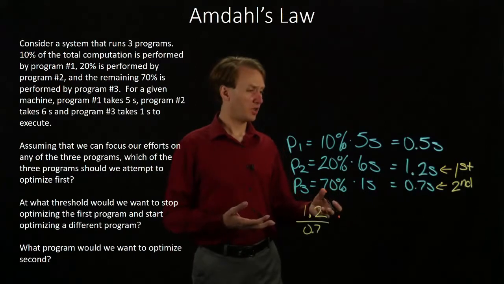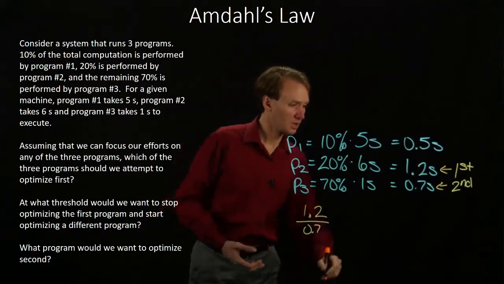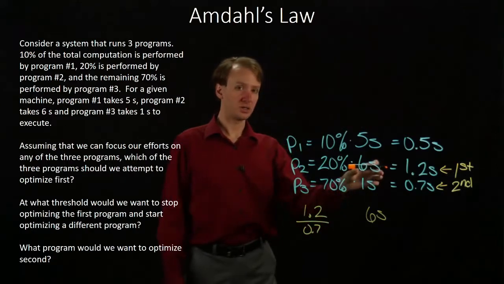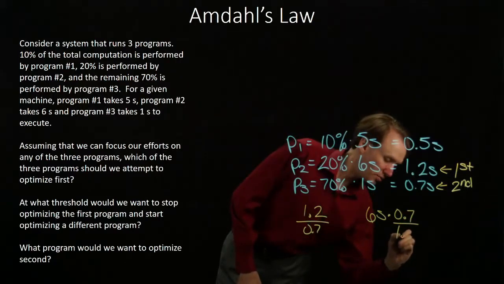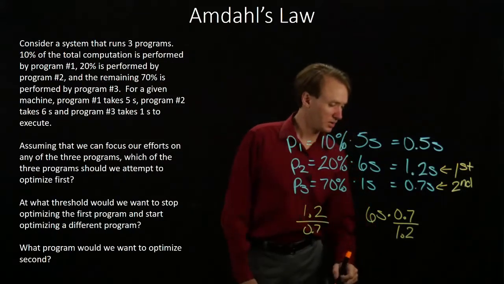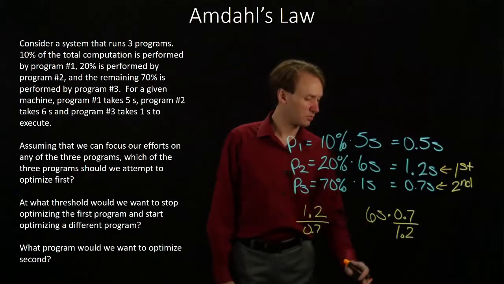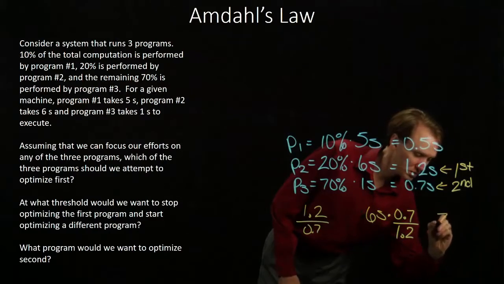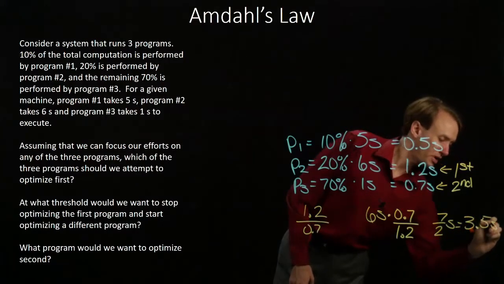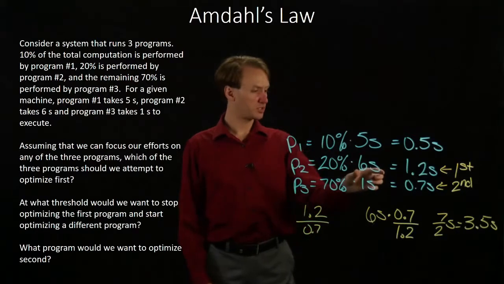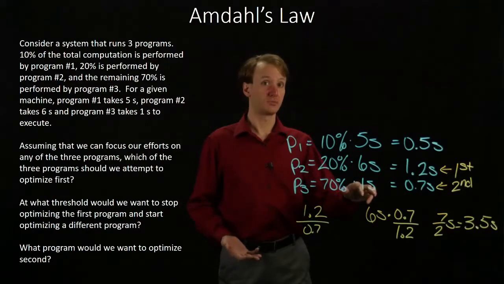So if I'd like to know how that applies to the actual execution time of an individual program, so I don't have to go back through all of this, then I would take the 6 seconds that it currently takes to execute, multiply that by 0.7 divided by 1.2. If I multiply both of these numbers by 10, then I have something that's a little easier to work with, as my 6 will mostly cancel out my 12, leaving me with 7 over 2 seconds, or 3.5 seconds. So once program 2 takes 3.5 seconds or less, then it would be more efficient to go work on program 3. Try to improve that performance.